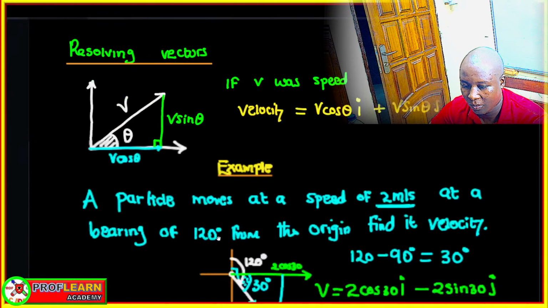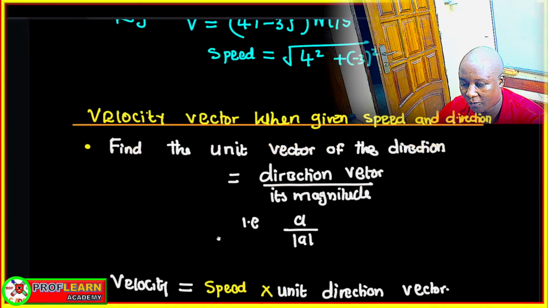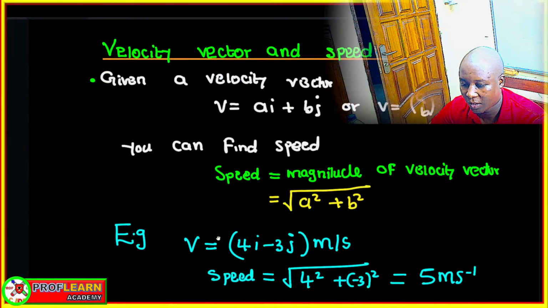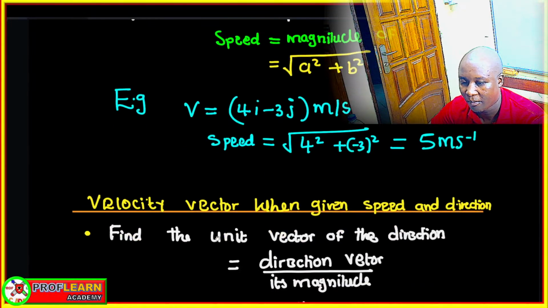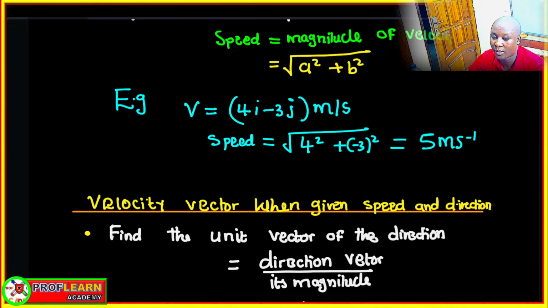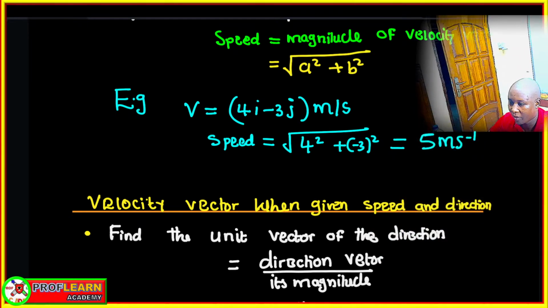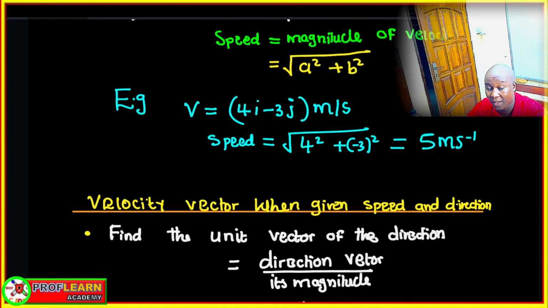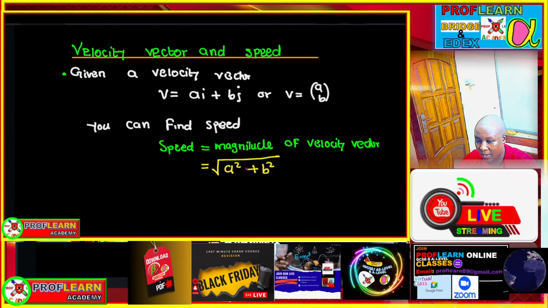Yeah, so when we are talking about velocity vector and unit vector, for instance, you are given a velocity vector as 4i minus 3j. What are you supposed to do whenever you're given a question like that? You are expected to work out the speed. Something you need to remember here is that whenever you are given a velocity vector, for you to work out speed, you need to find the magnitude of that.